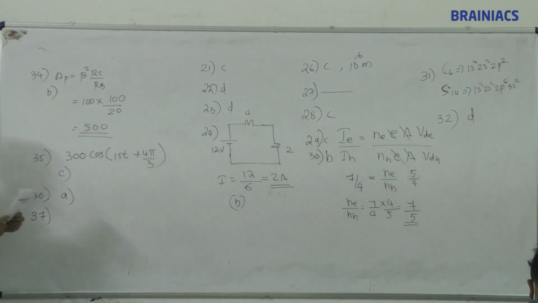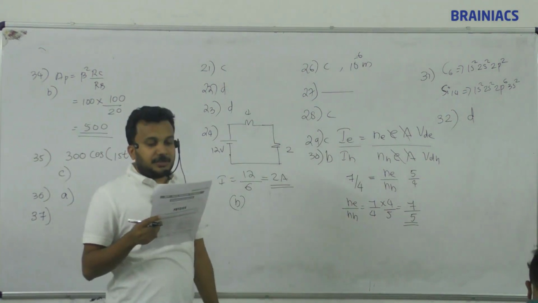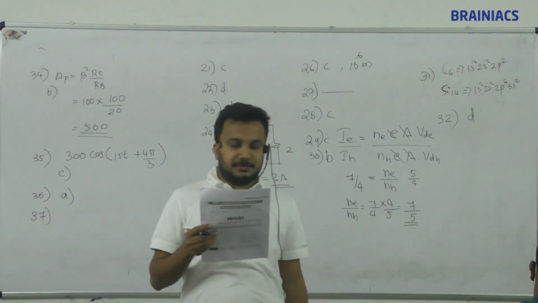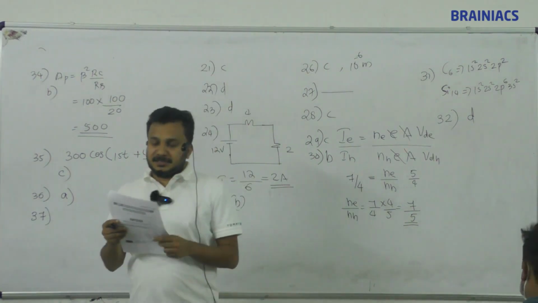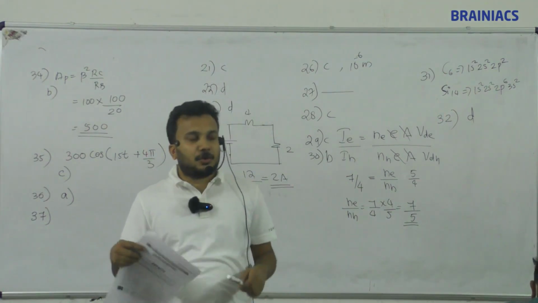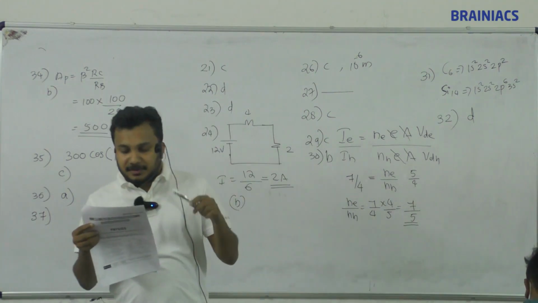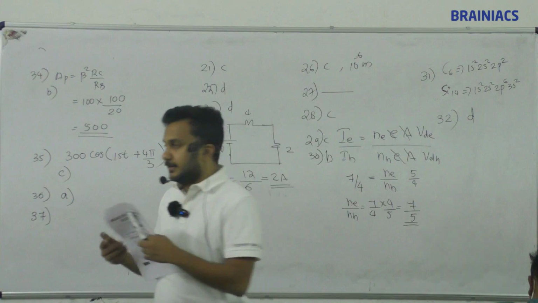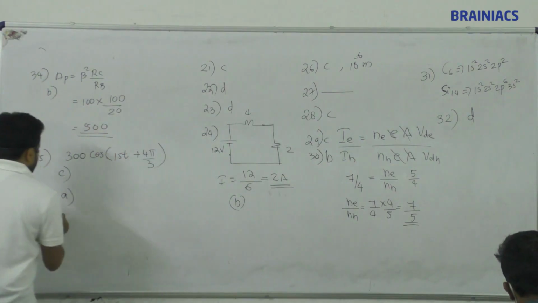A piece of copper and another piece of germanium are cooled from room temperature to 77 Kelvin. Resistance: copper, because copper is a conductor, decreases, and germanium increases. Option D. 37 is D.